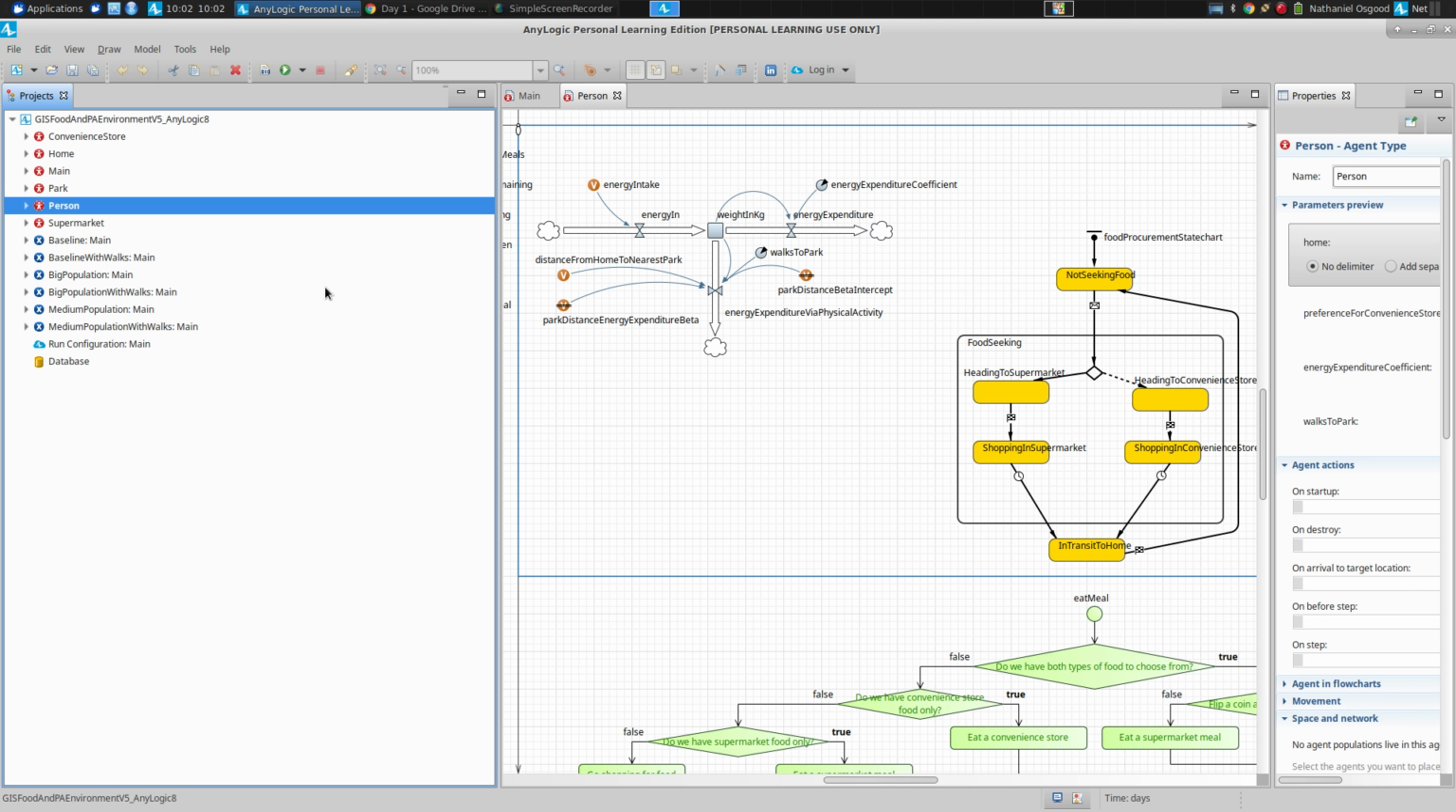Models, ladies and gentlemen, capture theories. They capture dynamic hypotheses about the world. What we see here is an operationalized theory of how people's behavior takes place with respect to food seeking, weight change, physical activity, and the dependence on parks. This is a theory. It's an operationalized theory. It's a very specific theory, in other words. Operationalized meaning I can actually run it. It's precise enough I can simulate its effects over time.